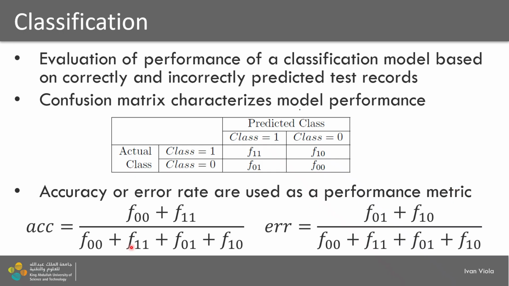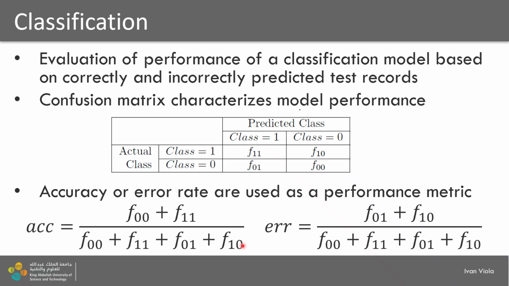So accuracy would be the fraction of correctly classified cases to all cases. So we have a number of test records, let's say 100, and maybe we have correctly classified class 0 as 0 20 times and class 1 as class 1 40 times. So we will have 60 in total, divided by 100. So we will have 0.6 accuracy.